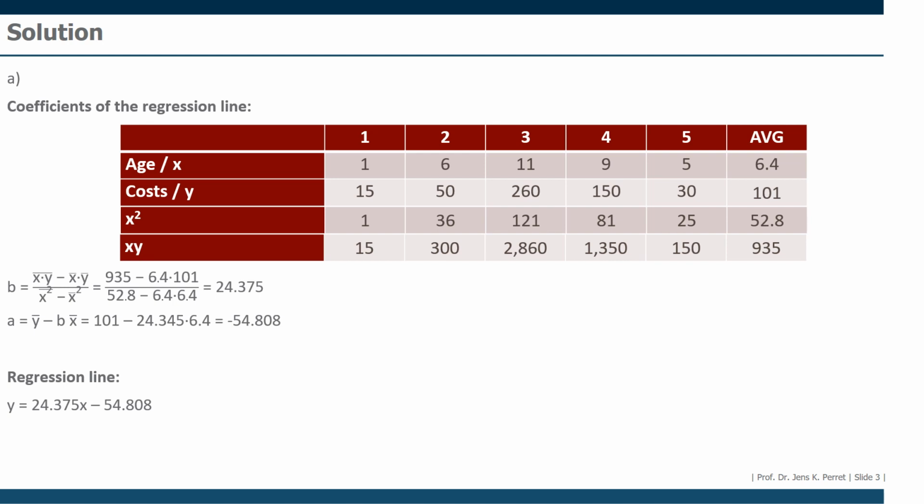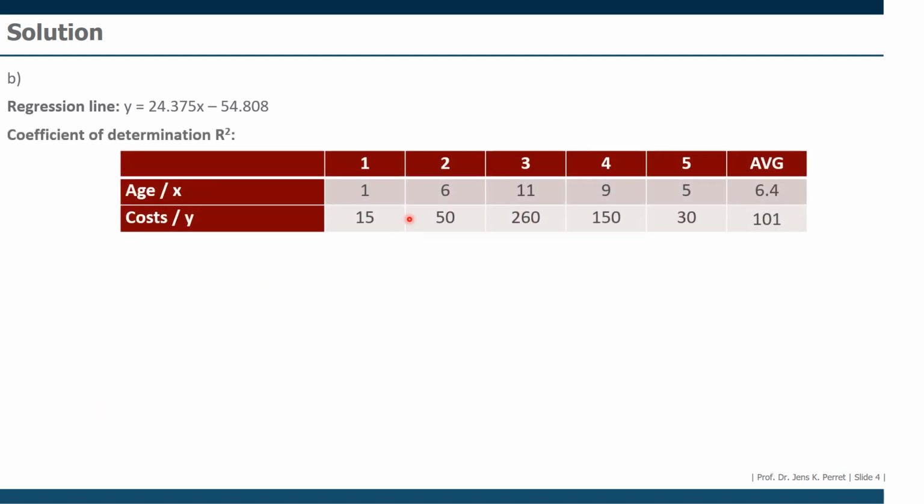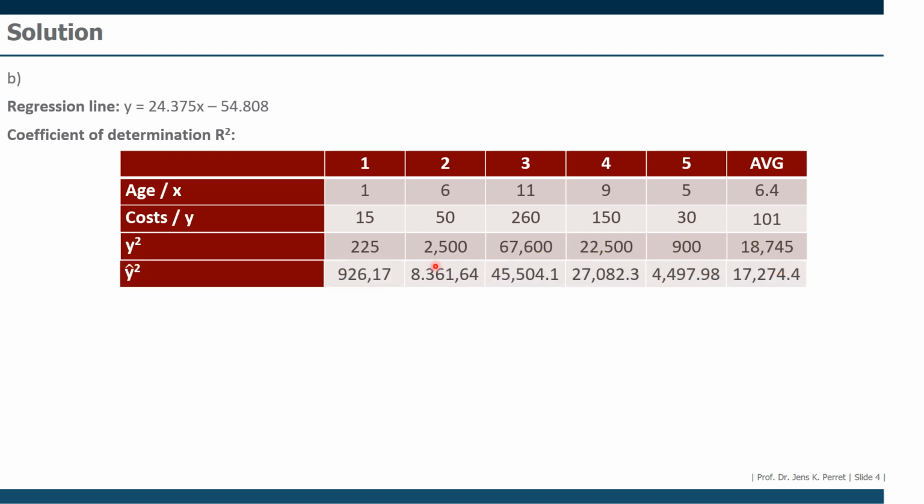So once we have the regression line, we can then turn to the second part, the calculation of the coefficient of determination, the r squared. To do this, I'm first going to copy the regression line, and then as well the table with the values we had before and with the additional column for the averages. Next, I'm going to add 1 row where I'm going to square all the y values and also take the average thereof.